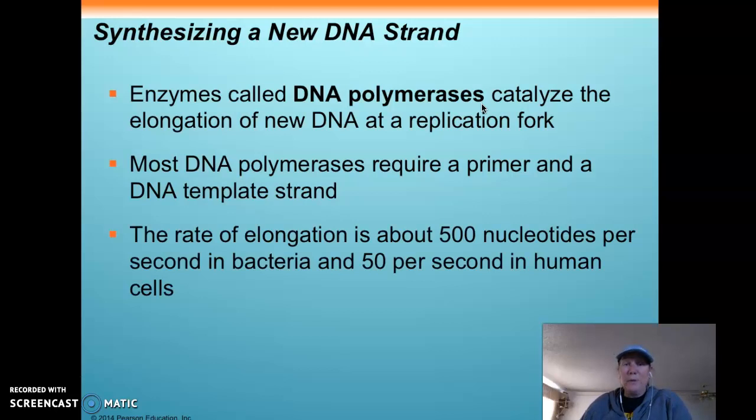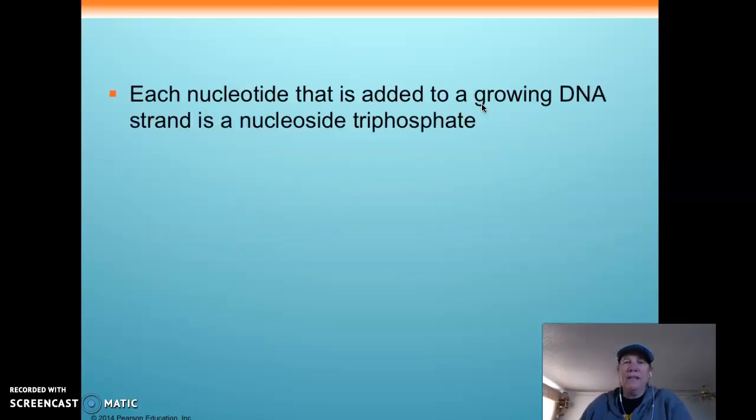Okay? The rate at which this can happen, if you're talking of bacteria, is 500 nucleotides per second. It zips. In human cells, it's more like 50 per second, but still, that's pretty quick if you think about it. That's how fast it can copy DNA. Okay? Each nucleotide that is added to the growing DNA makes it bigger and bigger. It's a nucleoside triphosphate. In other words, a nucleotide with your sugar and your phosphate and 1 nitrogen base.